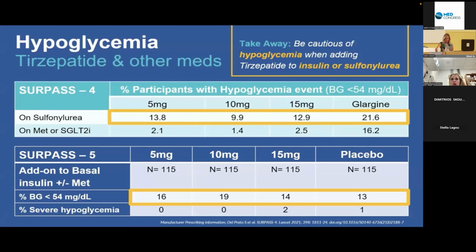So now let's look at hypoglycemia rates when tirzepatide is added on other medications. In the SURPASS-4 trial, we see the highest rate of hypoglycemia when tirzepatide is added on glargine or sulfonylurea compared to metformin or SGLT2. Moving to SURPASS-5, tirzepatide is compared to placebo in participants who were already on basal insulin, as we said before, around 30 units, and also metformin. And what we see is that hypoglycemia was low, similar to placebo.